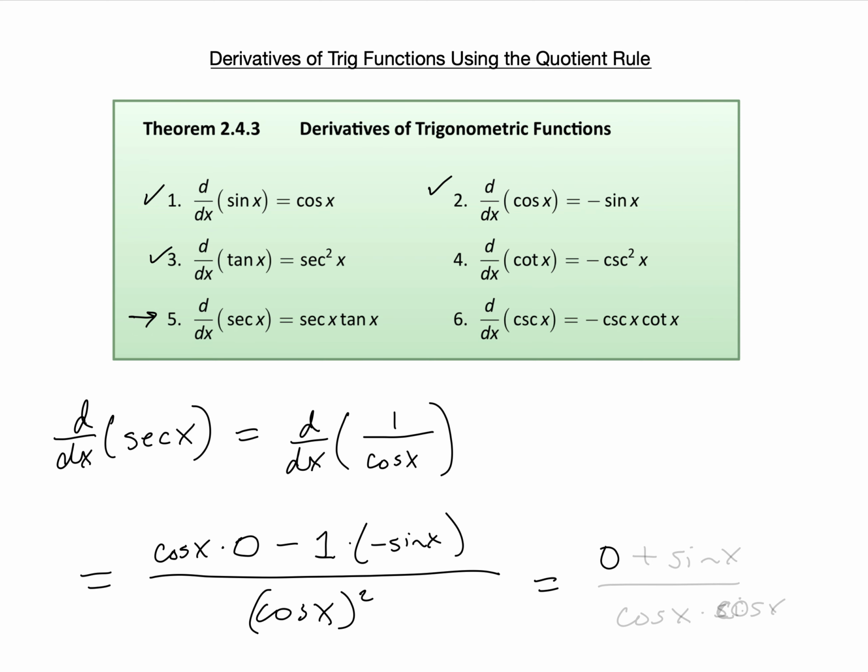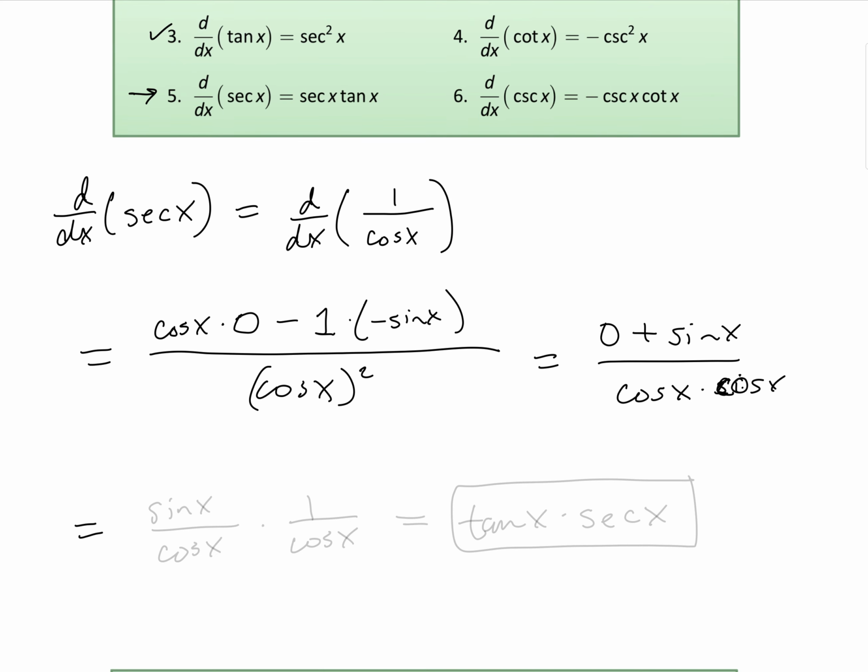That's 0 minus a negative, so plus sine of x, all over cosine x squared. Cosine x squared is just cosine x times itself. And so we could rewrite that as sine x over cosine x times 1 over cosine x, just rewriting that fraction. And so sine x over cosine x is tangent of x, and 1 over cosine x, as we saw above, is secant of x.